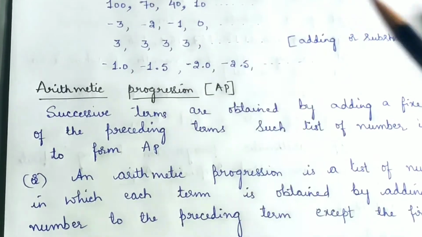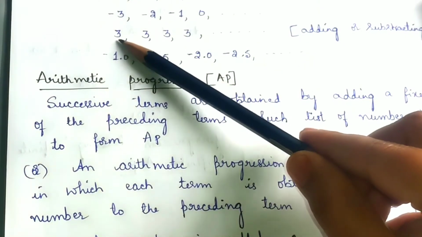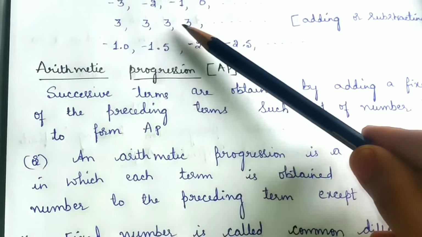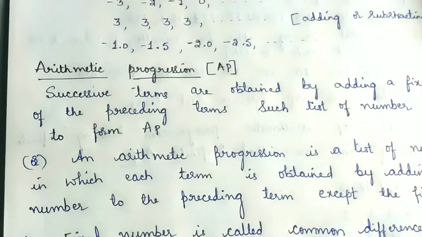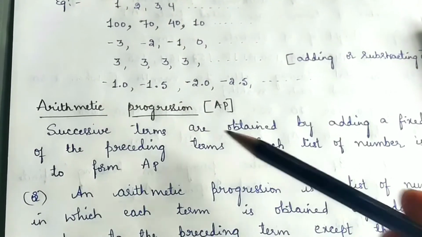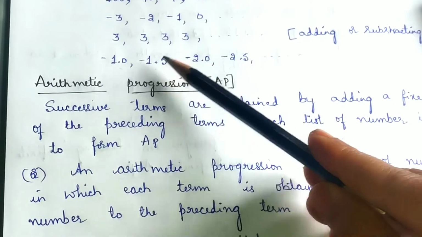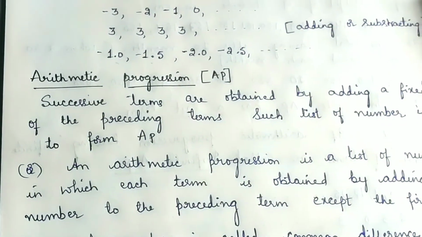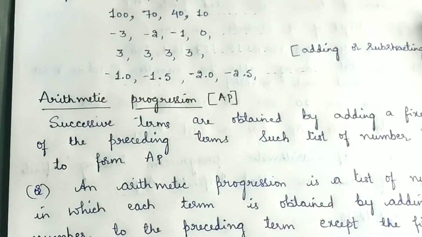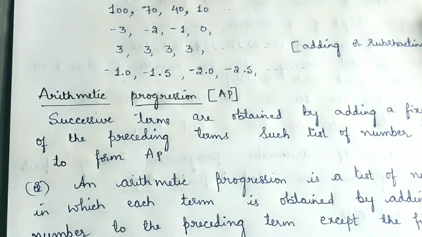Here 3, 3, 3, 3. The next number is also 3, because if you subtract 0 from 3 or add 0 to 3, the answer is 3 itself. Next, look at the next pattern, that is minus 1, minus 1.5, minus 2, minus 2.5. Here, each number is increased by 0.5.